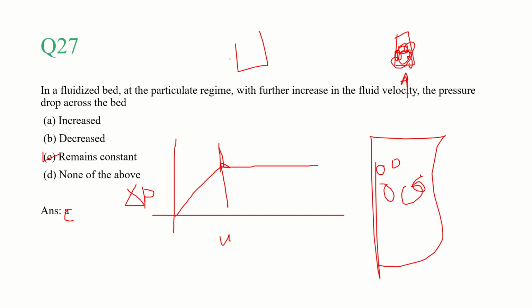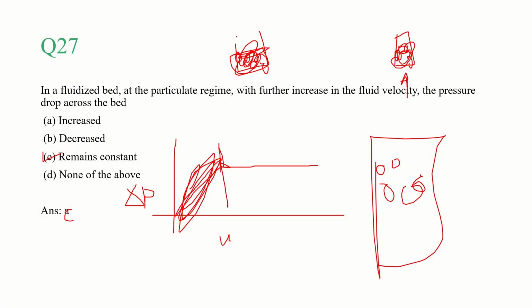Actually, the thing is, if the particles are closely packed, then with further increase in the fluid velocity, up to some point, the particles would be very tightly packed. They would be sticking together. So the pressure would keep on building up till that point. So in the fixed bed regime only, the pressure drop increases, after which it remains constant.